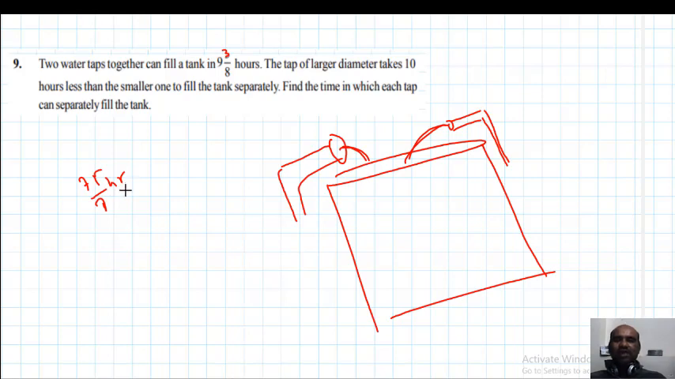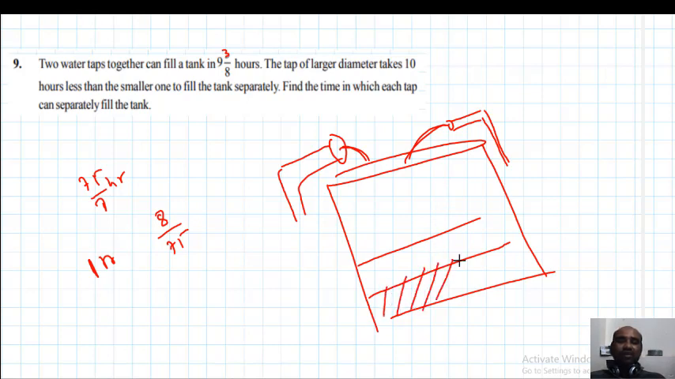What is the meaning of that? The total time taken by both the taps to fill the tank is 75 by 8 hours, means in one hour both the taps can fill the tank 8 by 75th part. 1 hour 8 by 75th part, and another 1 hour another 8 by 75, like that after 75 by 8 hours the tank is filled with water. In 1 hour the net water filled by both the taps is 8 by 75th part of the tank. Okay, this is work done by both the taps in 1 hour.